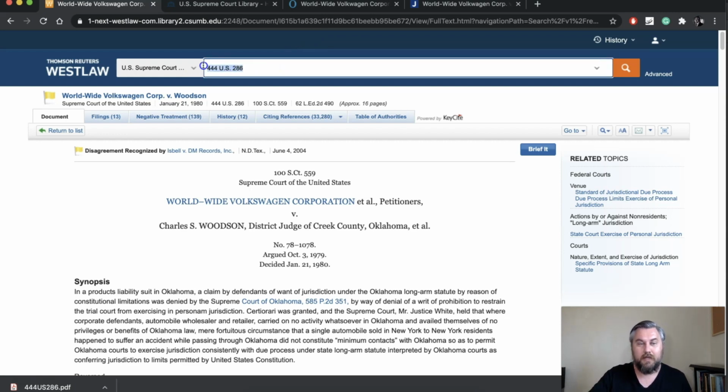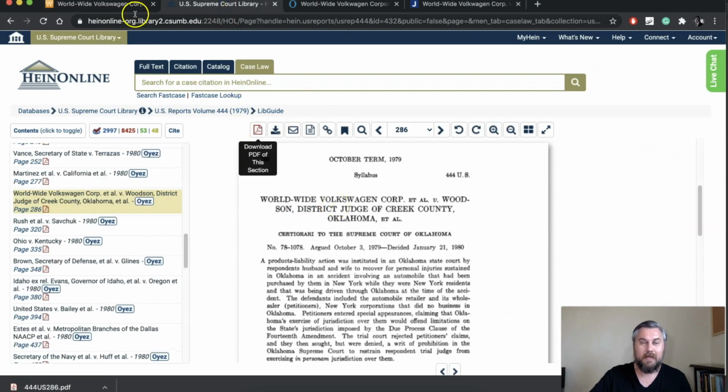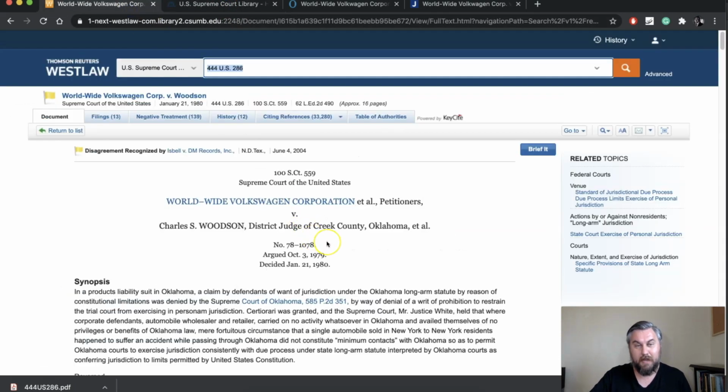But just like Hein Online, you can type in the search term and you can find the exact same case that you're looking for. These two cases from Hein Online and on Westlaw are exactly the same. Now, technically, the Westlaw citation is not the official one, because, of course, things could be wrong. There could be technical blips.